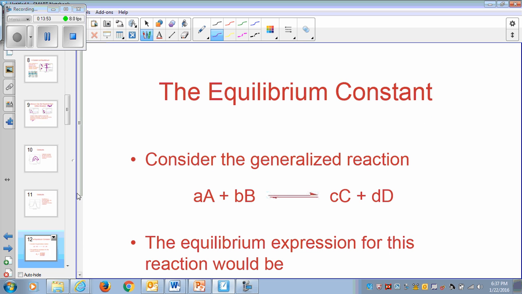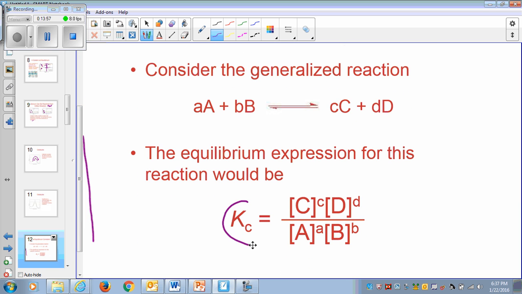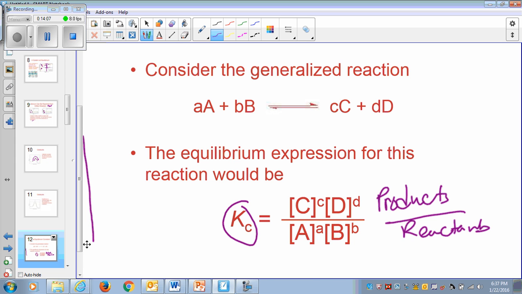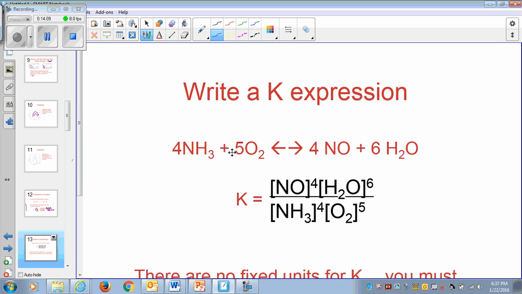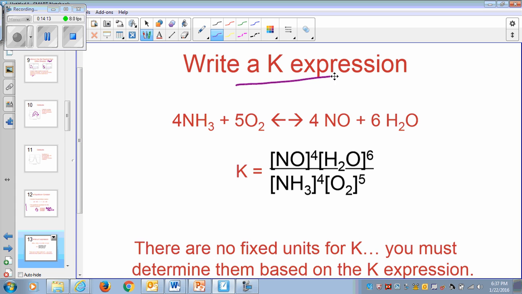So let's calculate the example I was giving you. We have a general reaction. This is how you calculate the equilibrium constant: products over reactants. Here is an example. To calculate the expression K, I have ammonia that reacts with oxygen, so it's combustion, producing nitrogen monoxide and water. You see that you have 4 moles of ammonia.